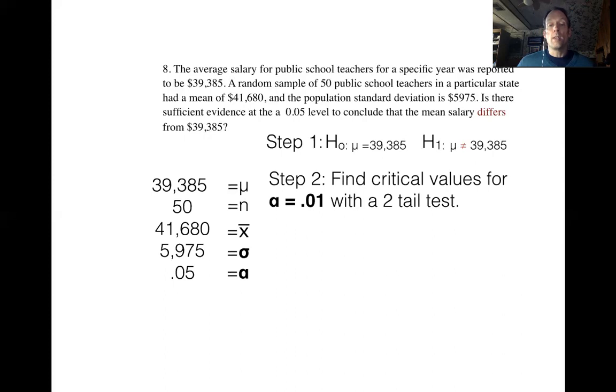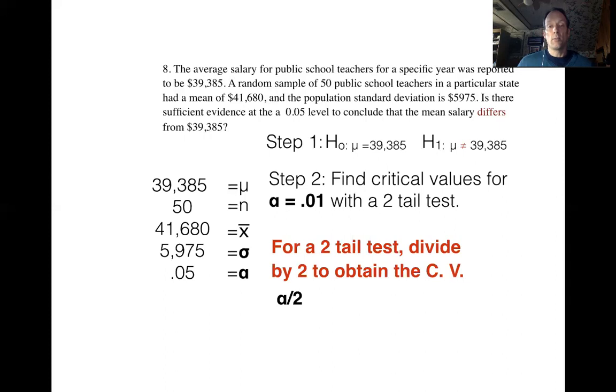Time for critical values. When we do a two-tail test, we have to do something a little special. Only when you have a two-tail test, we're going to take our alpha level and we're going to divide it by 2. We're going to use 0.05 and we're going to split that by 2. We're going to get 2.5% or 0.025.